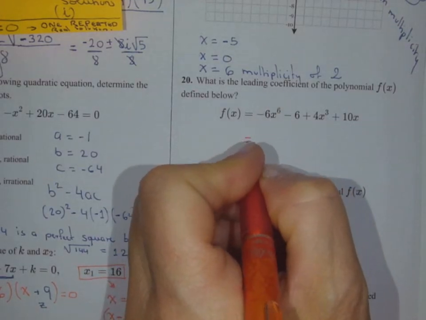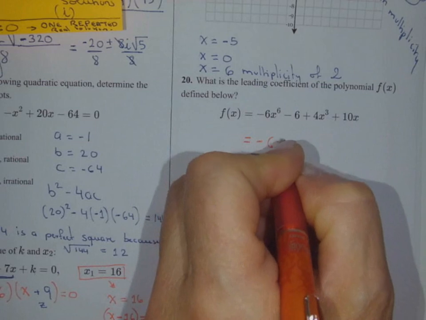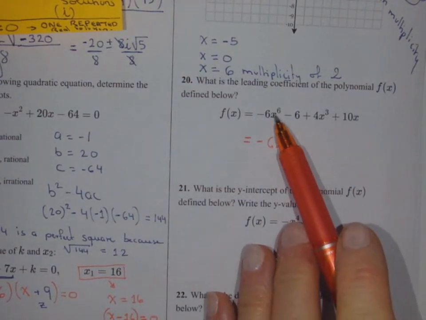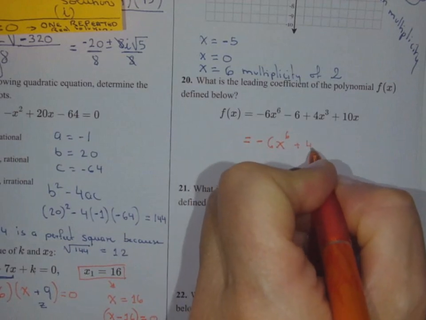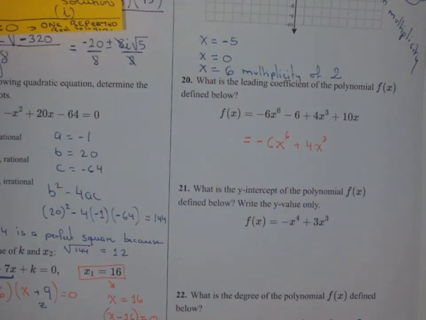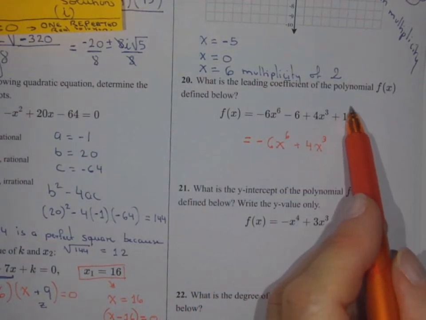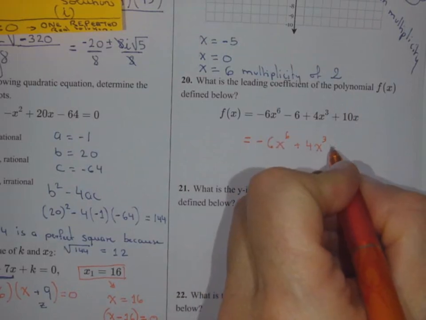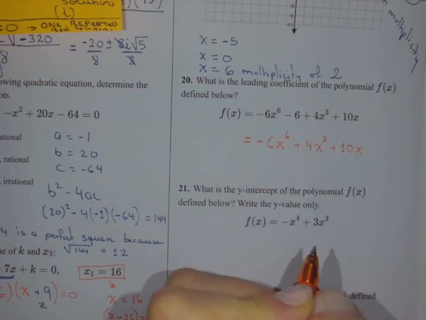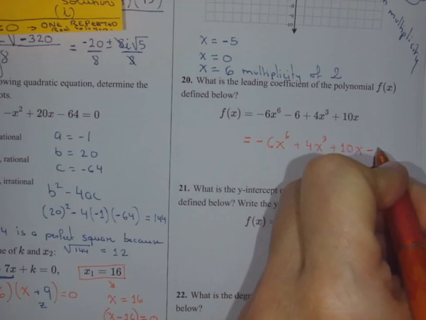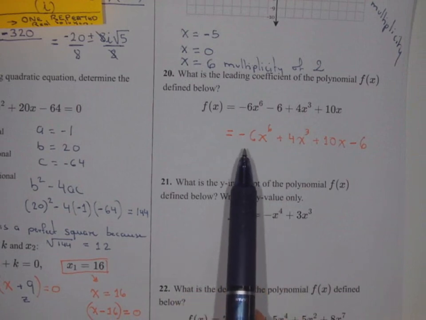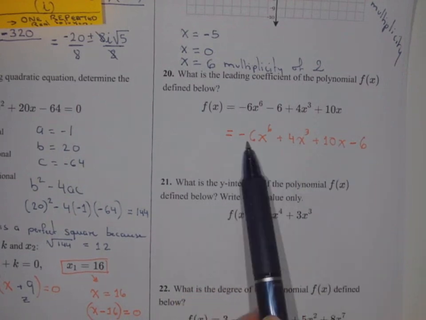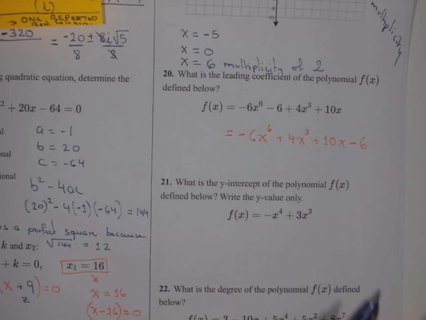6 was the highest one, so -6x to the 6. The next highest exponent will be the cubic here, so we're going to put the cubic term next. The following next will be the linear term, the x to the first power, so we're going to write our linear term, and then finally the constant. This one is always at the end. Alright, that does not change anything about my leading coefficient, but it gave us a good opportunity to talk about how to write in standard form any polynomial, right?